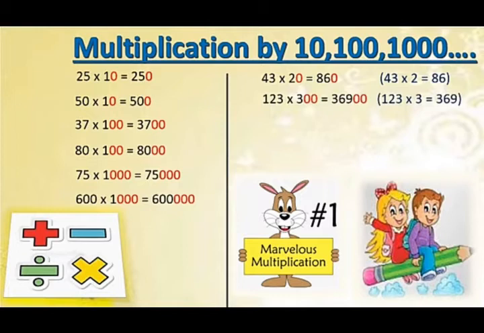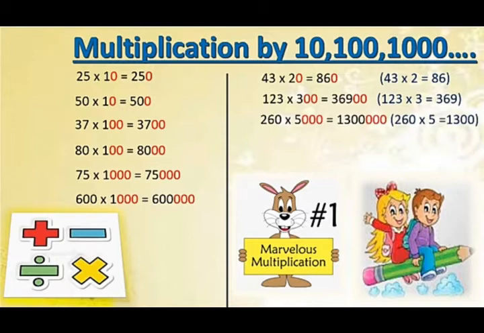Next, 123 multiplied by 300. 123 multiplied by 3, which gives us 369. Therefore, 123 multiplied by 300 is 36,900. The last example, 260 multiplied by 5000.